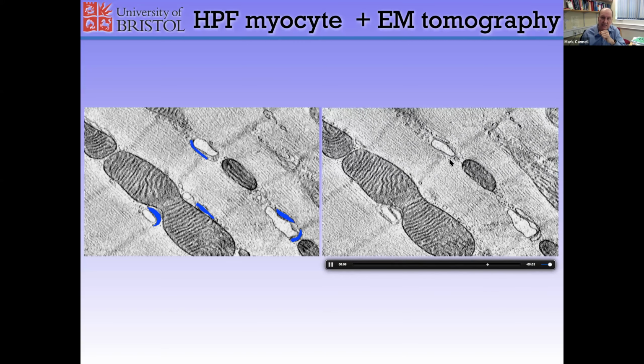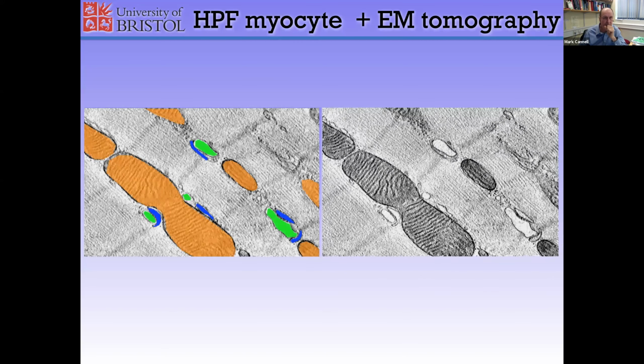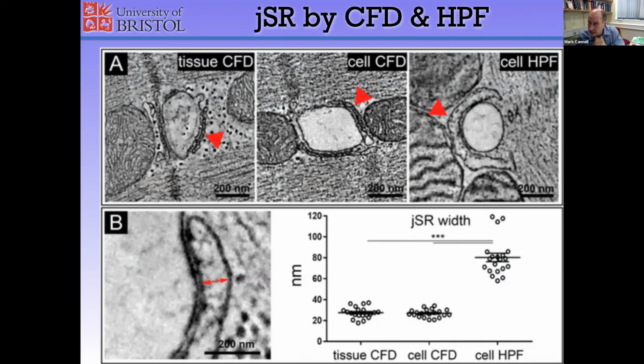So if we look in a bit more detail inside there, by conventional glutaraldehyde fixation, we too see collapsed junctional membranes, junctional sarcoplasmic reticulum membranes in the dyad structure. But with high pressure freezing, these structures are much more inflated and pillow-like with smoother membranes. And you can also see the gap between the T-tubule membrane and the SR membrane isn't constant. It varies from spot to spot.